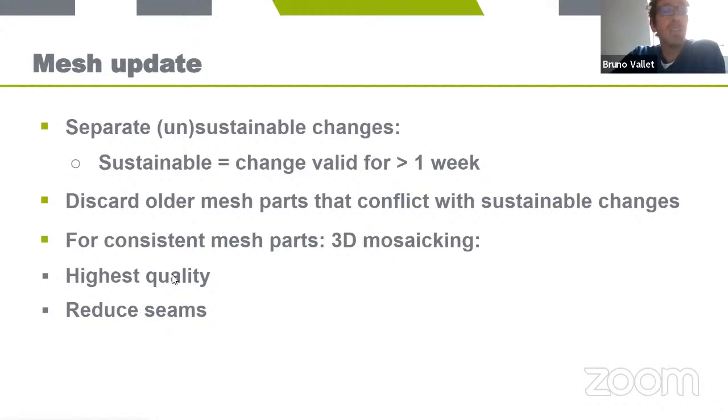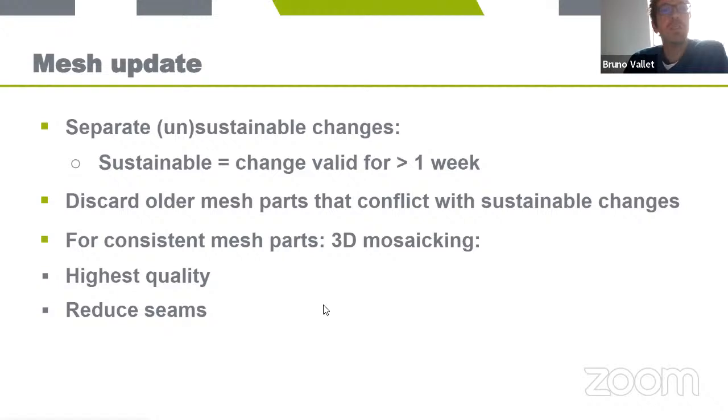And finally, the question that remained was, when you had consistent parts, how did you handle them? You're not going to keep the various acquisitions of the same thing, but these parts do not coincide exactly. What we propose is to do 3D mosaicing, in order for the consistent parts to keep the parts that had the highest quality, so usually the ones that were scanned better. But we also wanted to reduce seams, because seams are displeasing.